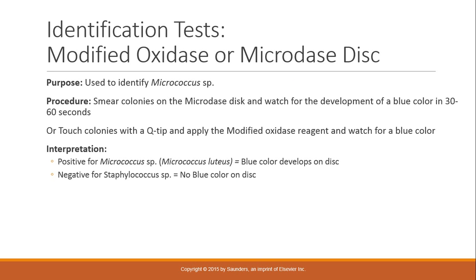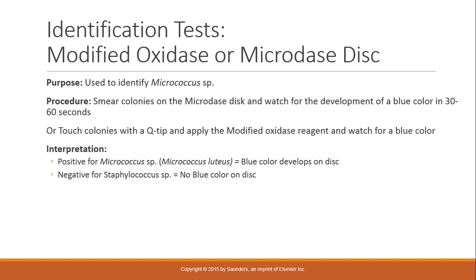Okay, so we're going to talk about the different tests that we use to identify these organisms we just talked about. Remember we talked about Micrococcus first, the lemon yellow colony, and this is the test that we use to identify it. This is the confirmatory test. It's the modified oxidase, or the brand name you might see is Microdase disc. That's what we'll use in the lab. Its purpose is to identify Micrococcus. The procedure is you just smear some of the colonies on the disc and wait for a blue color to develop in 30 to 60 seconds. If it's blue, you can call it Micrococcus.